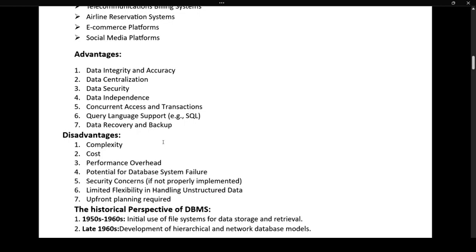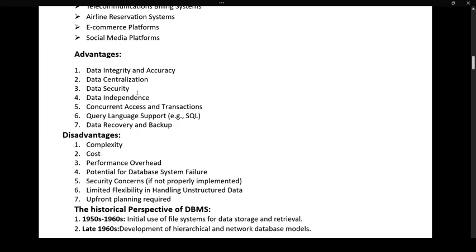Next, data centralization means centralized storage reduces data redundancy, making it easier to manage and maintain data. Whenever we talk about maintenance, it is complicated to maintain individual data. When it is grouped, that is centralized, it is easy to maintain. That is the reason database means collection. Collected data is easy to maintain when compared to individual data.